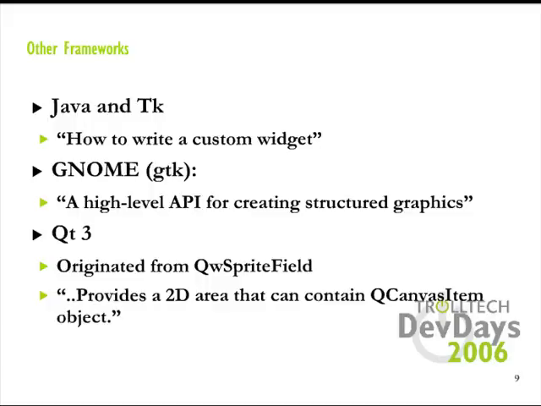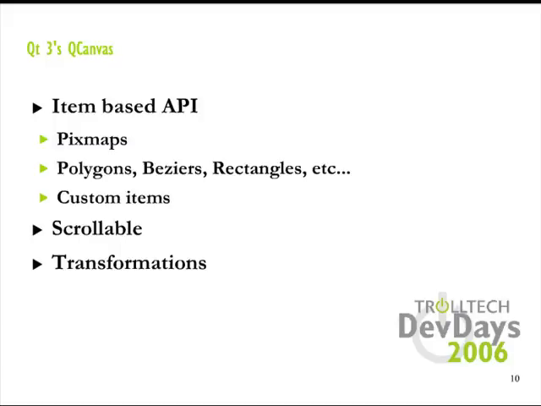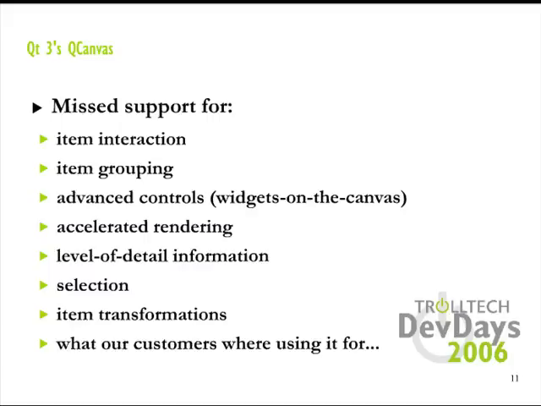So back to Q3 Canvas. It is an item-based API, provides pix maps, polygons, Bezier curves, and the option of implementing some custom items. It provides a scrollable view, and it provides the option of transforming the entire scene.